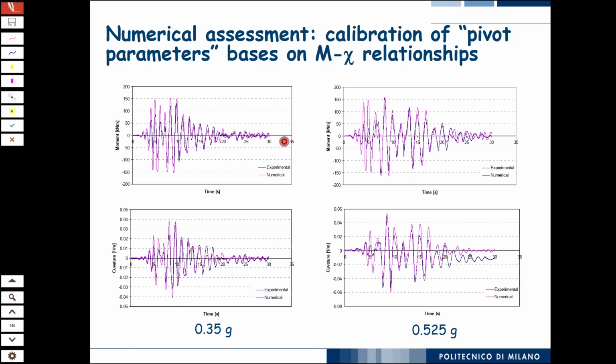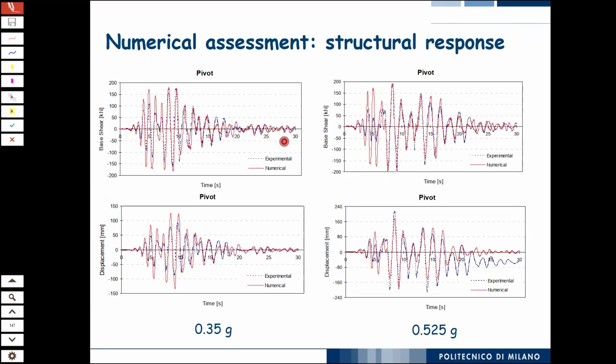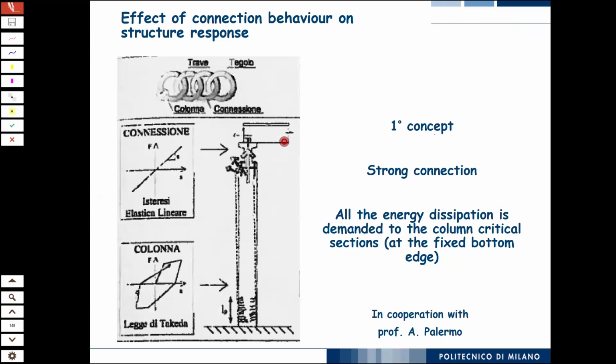What happens if you have cracking and some local yielding, then when you go back to zero, you do not recover that yielding. So in reality, you don't recover the deformation. I think this was very simple. One was in SAP 2000 or something like that. This was done 20 years ago, something like that.